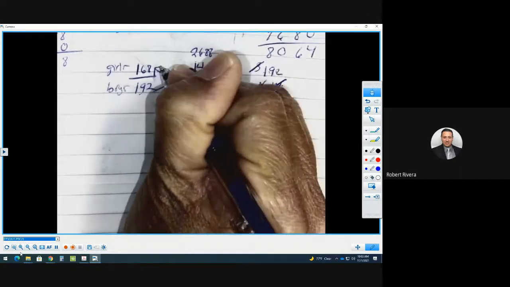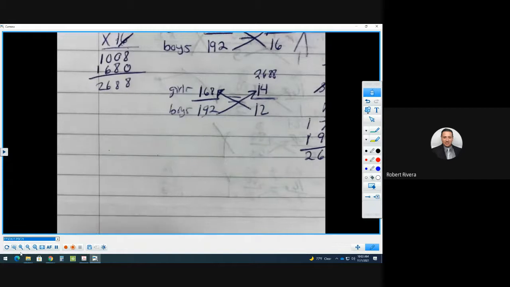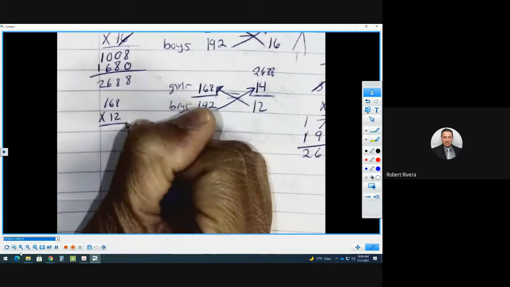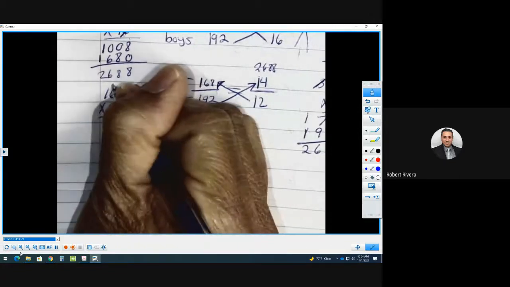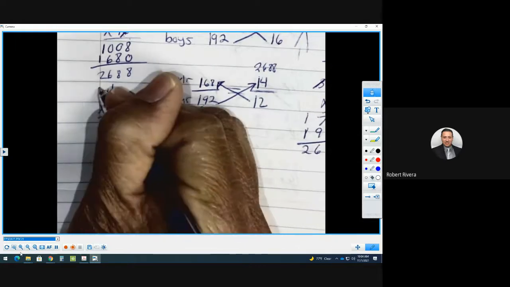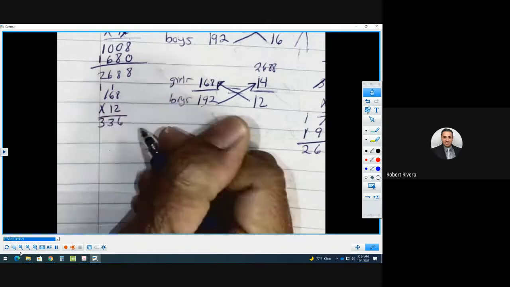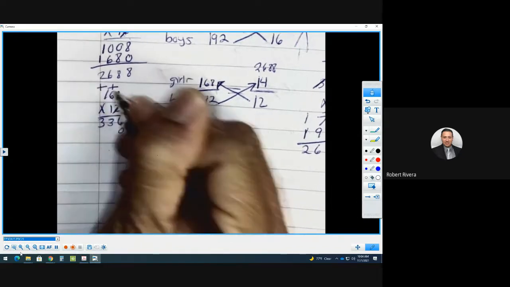12 times 168. I guess I'll use this other side again. 168 times 12. 2 times 8. 16. 2 times 6. 12. Plus 1. 13. 2 times 1. 1. Plus 1. 3. You got a 0. Cross it out. Put a 0. Cross out the 1 so you won't use them again.